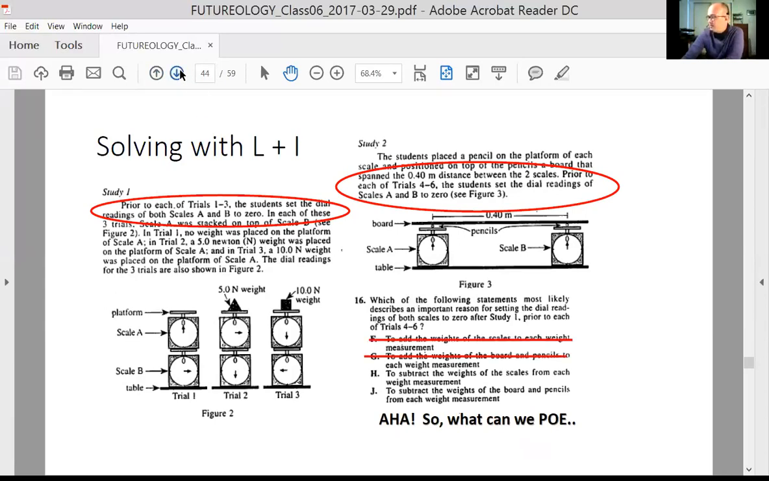That's super helpful. Because now we're looking at H and J and we're saying, are we subtracting the weights of the scales? Or are we subtracting the weights of the board and the pencils? Well, it turns out, and I didn't explain this very well, but trials 1, 2, and 3 are study 1. So trials 4 through 6 are study 2. 4 through 6 have boards and pencils. So the correct answer is J.